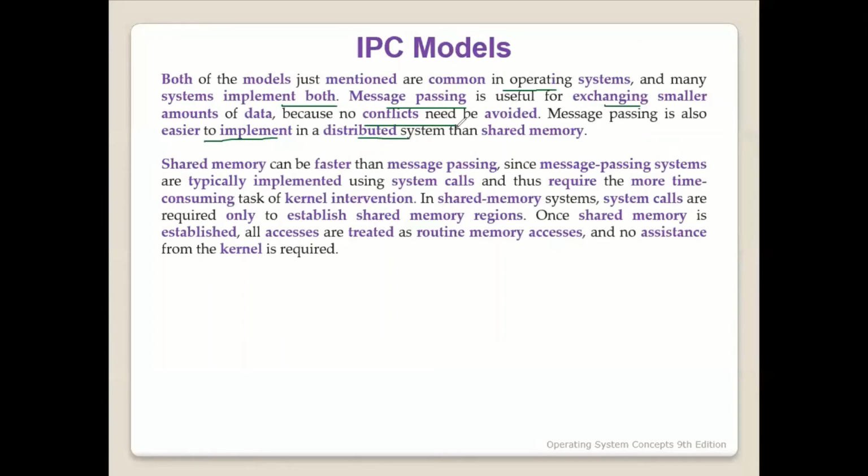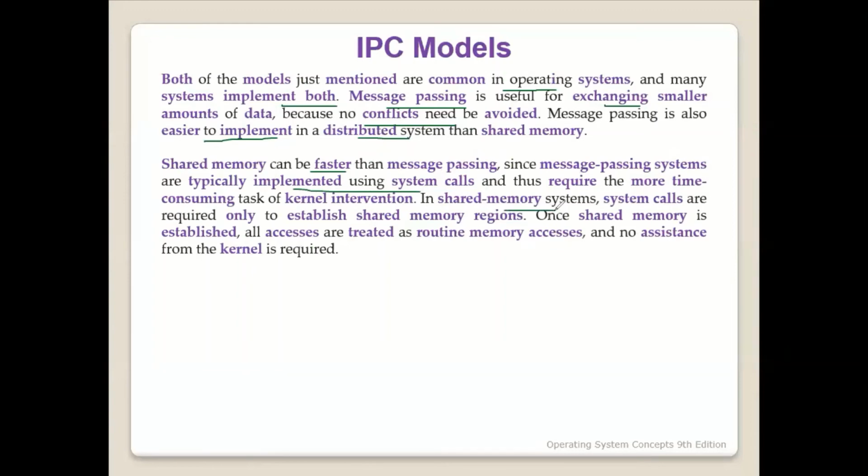The other one, the shared memory, is faster than message passing, because the messages are not going to travel from somewhere to somewhere. You just share the access, access the shared memory location. Shared memory is faster because message passing systems are typically implemented using system calls. So you need to issue the system call to execute, so it's time consuming.